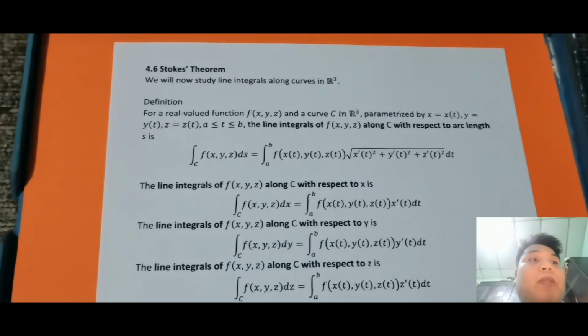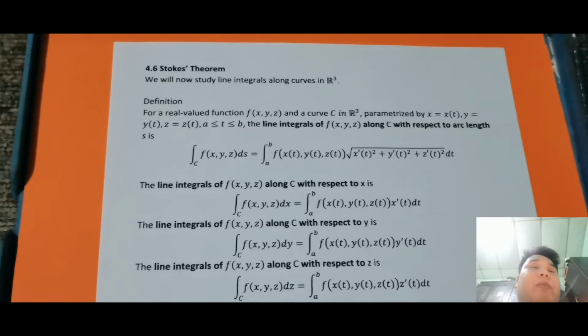So ito na yung pang-anim na video para sa ating chapter 4. So this topic is all about Stokes Theorem. Ang gagawin natin, i-extend natin yung napag-aralan natin sa line integral, sa vector field, then sa surface, sa scalar field, something na ganun.